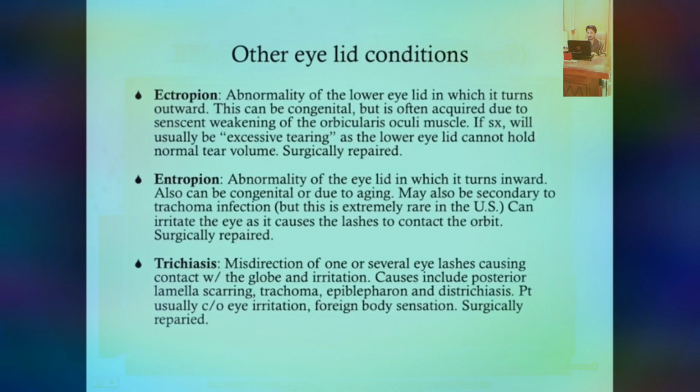Trichiasis is a misdirection of one or several eyelashes causing contact with the globe, similar to what causes the symptoms in entropion, and subsequently causes irritation. Some of the causes include scarring of the posterior lamella, trachoma, epiblepharon, which is an abnormal horizontal fold of the eyelid, and distichiasis. The patient will usually complain of eye irritation and foreign body sensation, and if you look at the eye, you'll be able to see that one or several eyelashes are directed in an abnormal direction. I'll show you a picture of that. This is also surgically repaired.